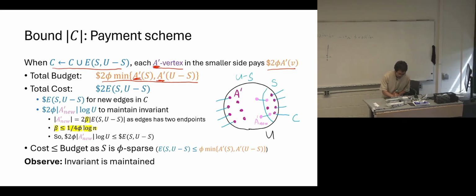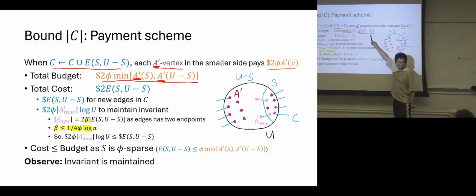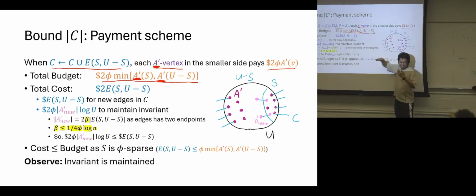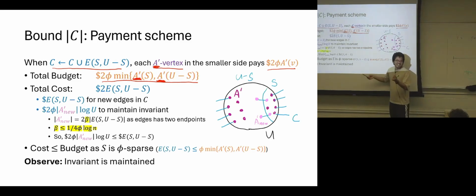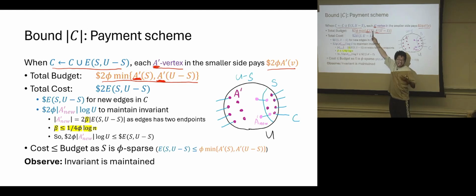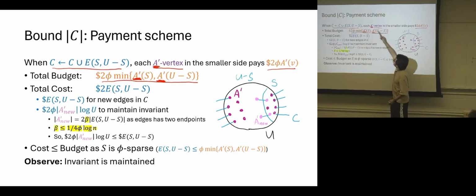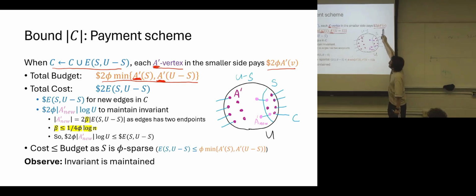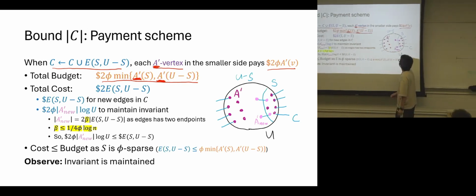And why do I know that I can pay this much? Because of the invariant, right? The invariant is that every node in A prime has some money, not just the nodes from the initial A. Every node in A prime has some money, so it can pay this much. Okay. So now I get this budget.